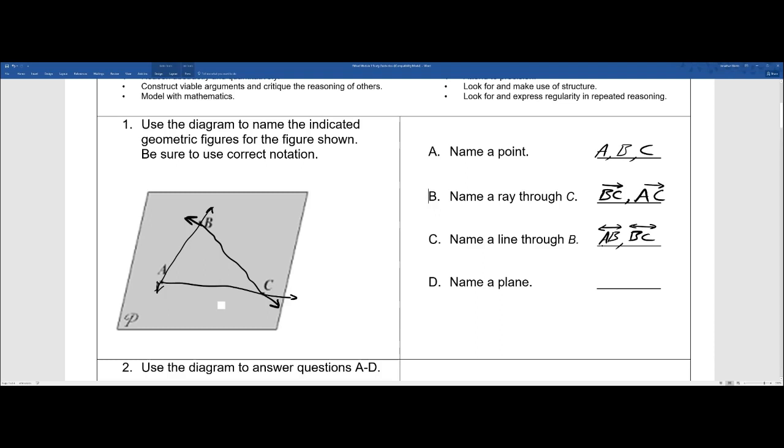So there you go. Now a plane. A plane is basically the floor or planet they're all on, so they label it as a fancy P. All right, that'll work.